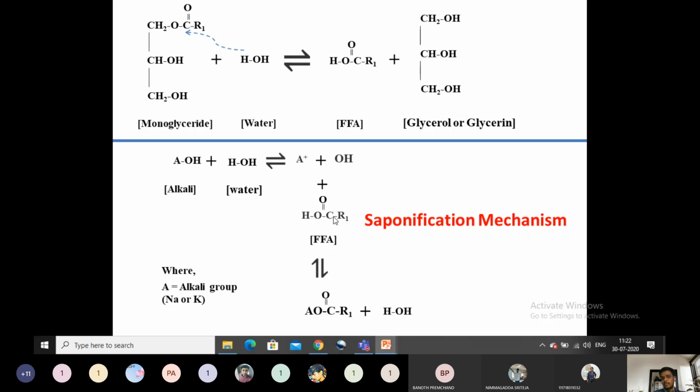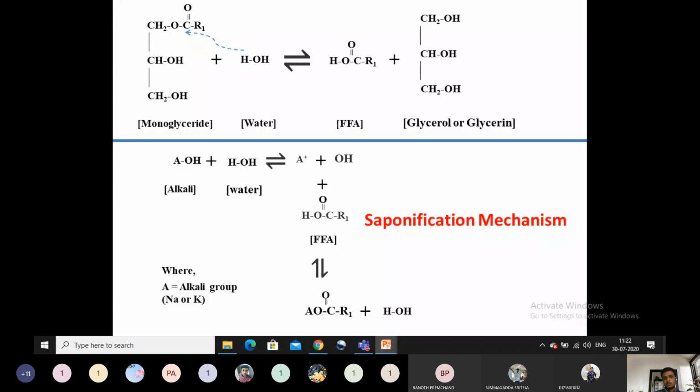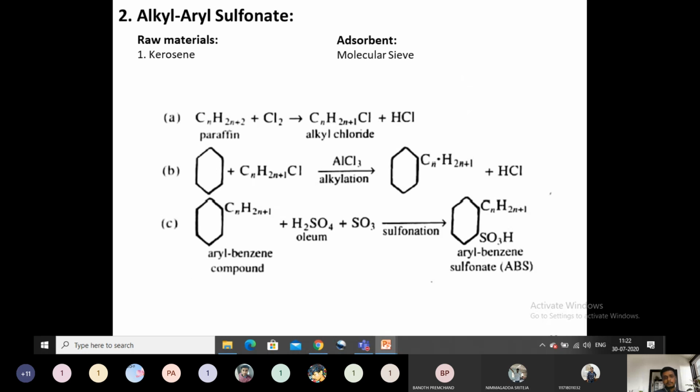This A plus will nucleophilically attack this fatty acid molecule and form an alkali salt of fatty acid, nothing but soap, with the liberation of one molecule of water. So this is the saponification mechanism I have given in the last slide, and this is the hydrolysis or fat splitting mechanism. Okay, if you have any doubt, you can refer to the last two slides of this PPT.